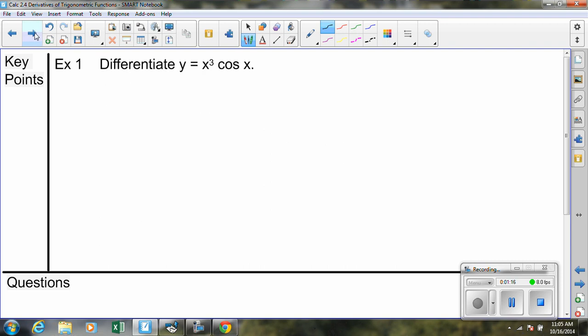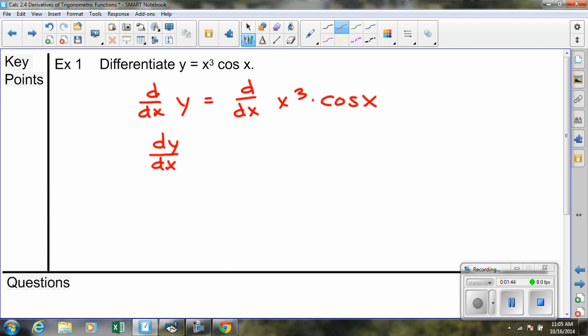Ultimately, this is what we're looking at doing. We have a function like y equals x cubed times cosine x. Differentiate it. So this is telling us if we take the derivative of y on both sides, how do we do it? Well, first off, d dx of y is dy dx. And on the right-hand side, we're going to note, since we have a product, we must use the product rule.